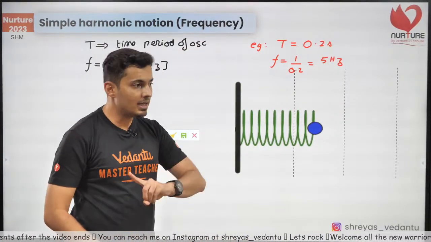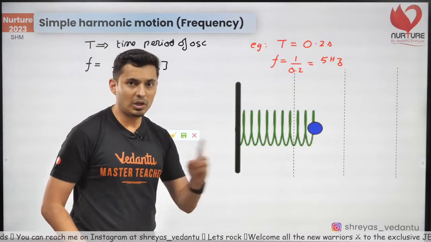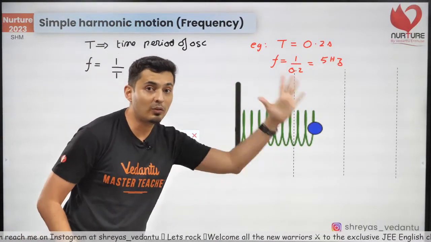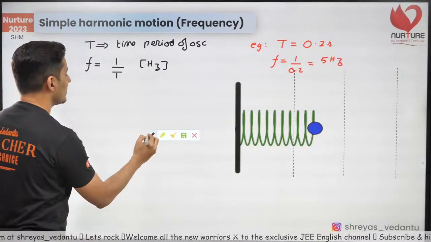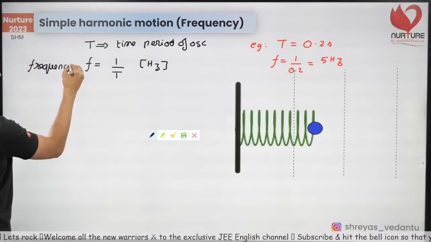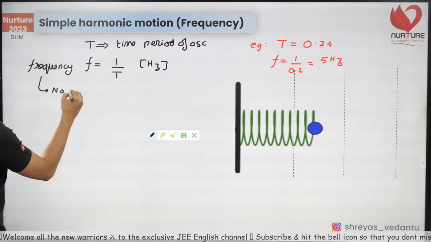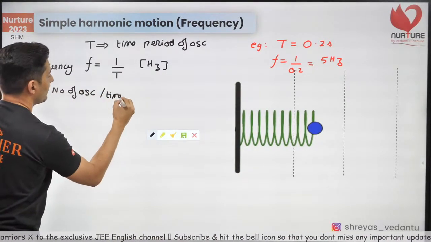Meaning in 1 second it will complete 5 oscillations. 0.2 seconds, 0.2 seconds, 0.2 seconds, 0.2 seconds. So 5 times. So 5 oscillations in 1 second. So hertz is the unit of frequency. So this F stands for frequency. What is frequency? It's the number of oscillations per unit time.